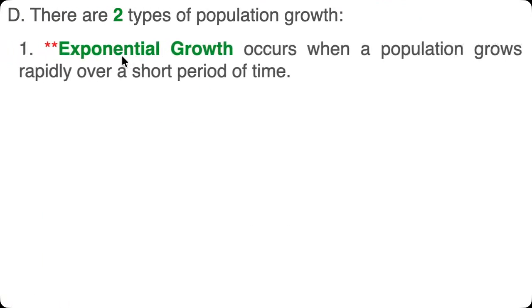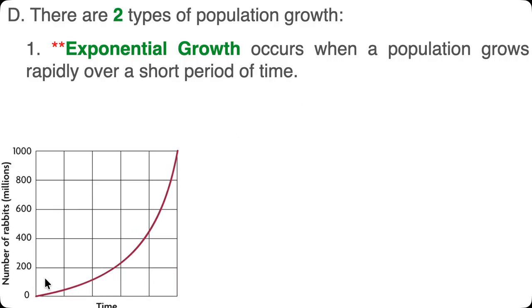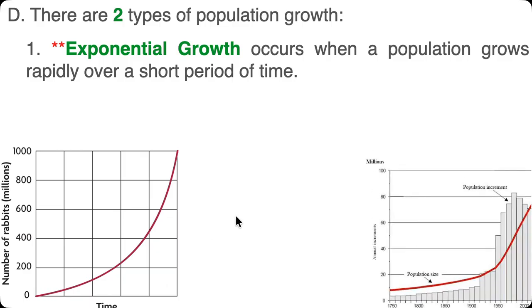All right. 2 types of population growth. We have exponential growth, which is where we have a population that rapidly grows over a short period of time. This is our standard exponential growth graph. Rabbits in the millions, right? Like, again, pretty crazy. Here we have humans up until the year, this is 2000, by the way. So from the 1700s up to the 2000s, again, relatively looking like an exponential growth graph.